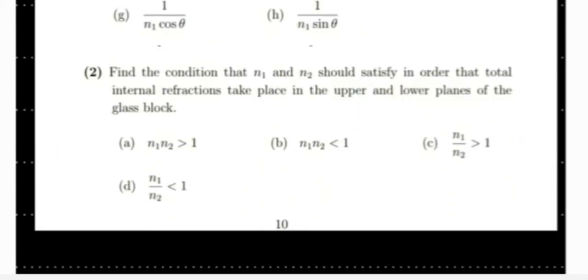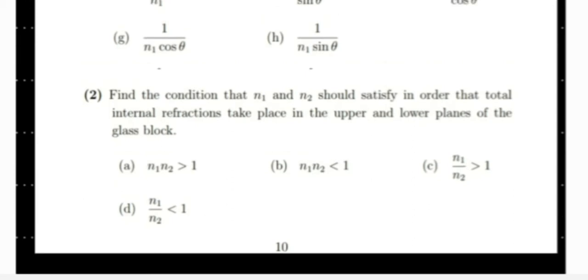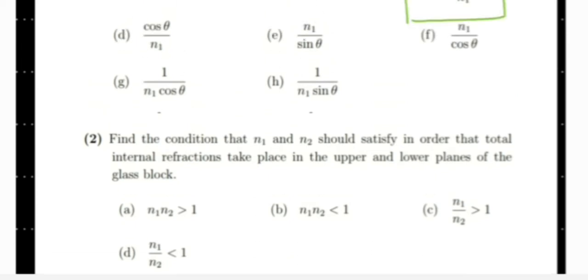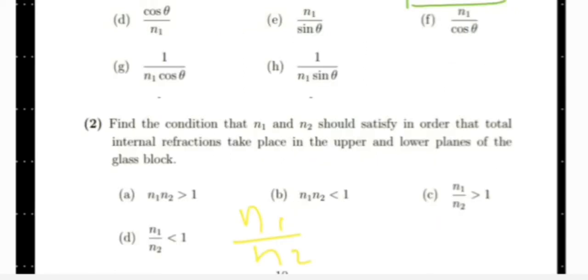Let's go to 5.2. So now let's solve 5.2. Now he wants the relation, the condition between n1 and n2 that should be satisfied in order for the block to make a total internal reflection take place in the upper and lower planes. So total reflection. This is what happens.